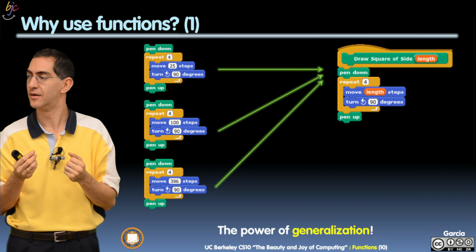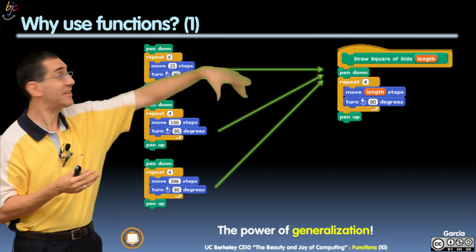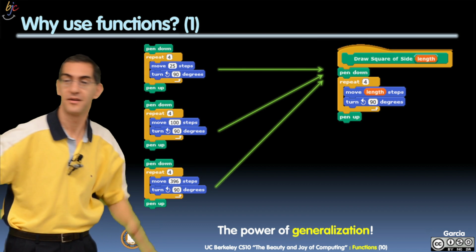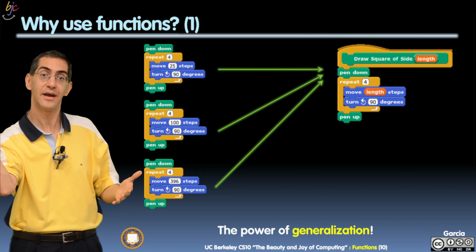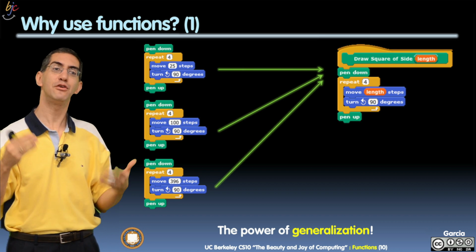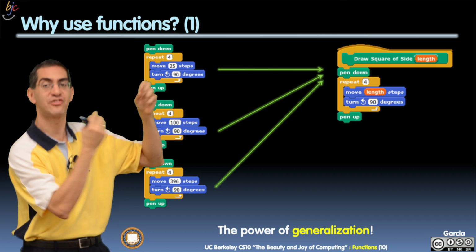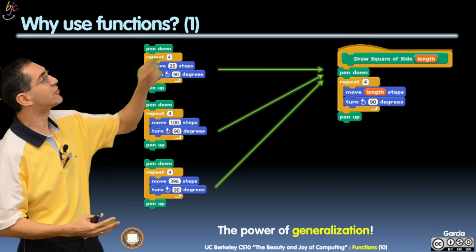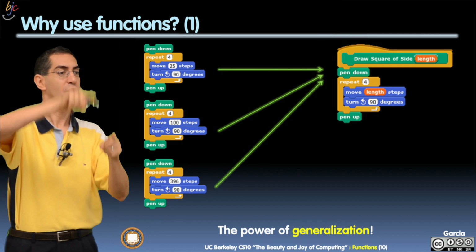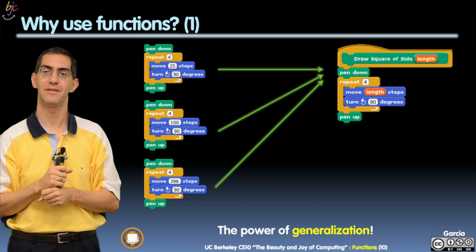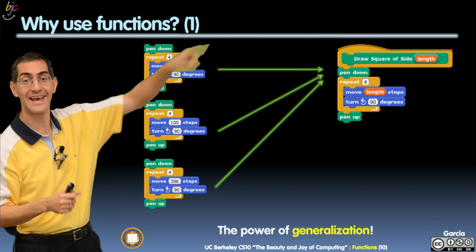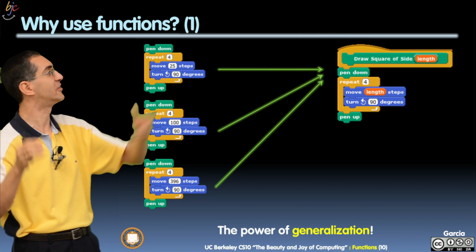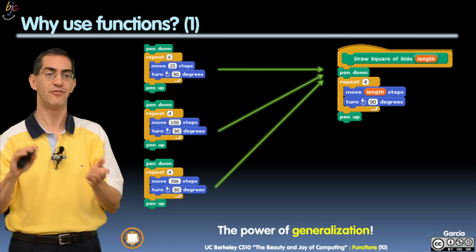How about a triangle? Those numbers change. But the rest of it's exactly the same, right? It's repeat 3 and then turn 120, right? So now you're saying to yourself, this could be even more generalized. This could be even more powerful and more useful for other folks. Rather than draw square, I have draw regular polygon. Isn't that beautiful? So I could have 2 arguments, length and number of sides, and do some repeat number of sides and do some calculation of 360 over those number of sides for the angle turning.